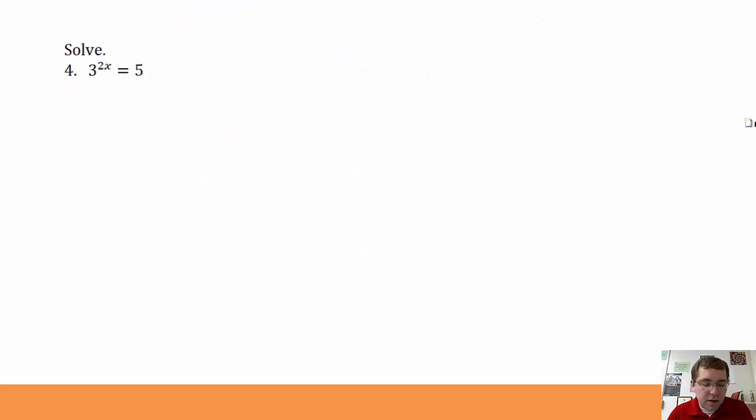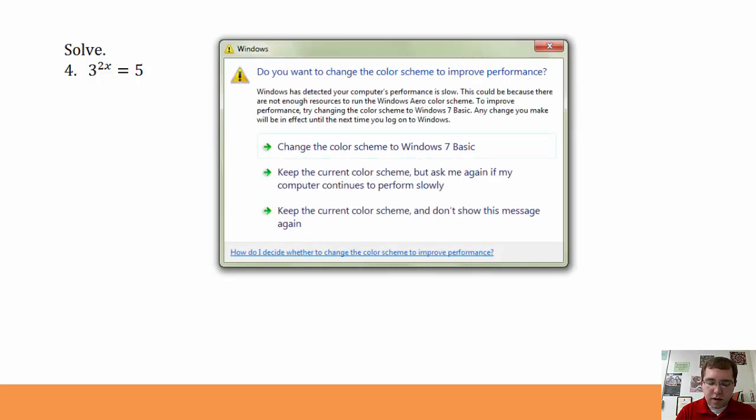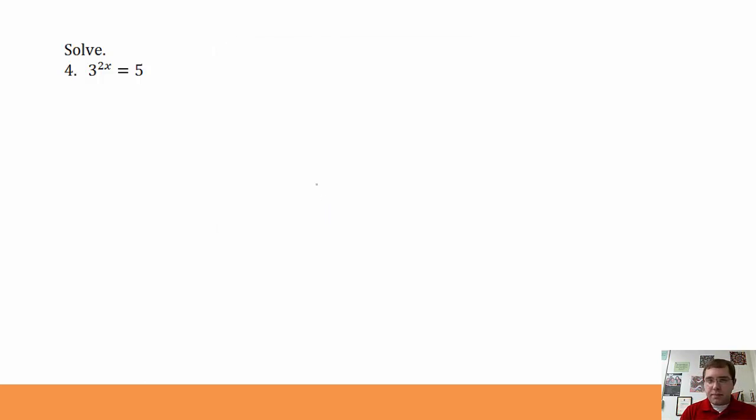Number 4, solve 3 to the 2x equals 5. Okay, previously when we had equations like this, I could write both sides with the same base and then set the powers equal to each other. Well, I can't write 5 and 3 with the same base. So instead, I'm going to convert this to a log. This has its equivalent log form of the log base 3 of 5 equals 2x. Those two equations are equivalent. One is the exponential form, the other is the log form. So if I'm solving this for x, x is going to be the log base 3 of 5, all divided by 2.